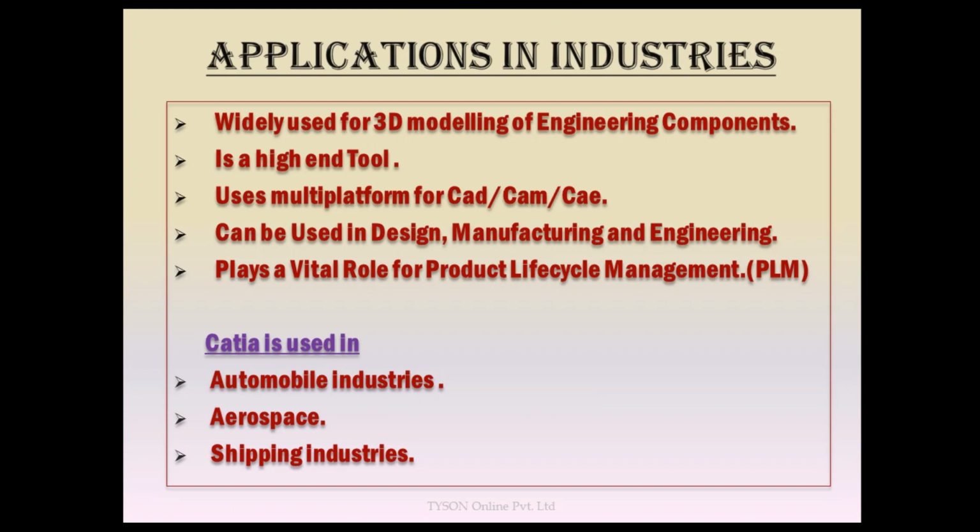Many industries are using CATIA in India and all over the world. Most emphasis is on the automobile industries. Mostly automobile industries use CATIA as their high-end tool. The companies are, say, Mahindra, Tata, Toyota, Fiat, Porsche, Boeing, many of them.